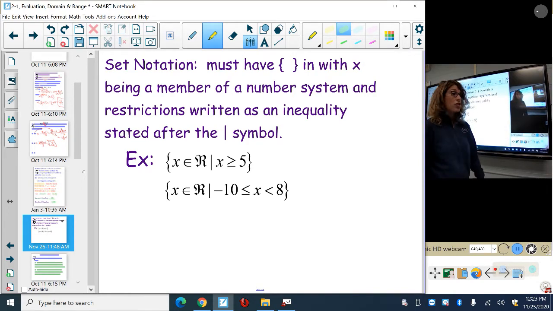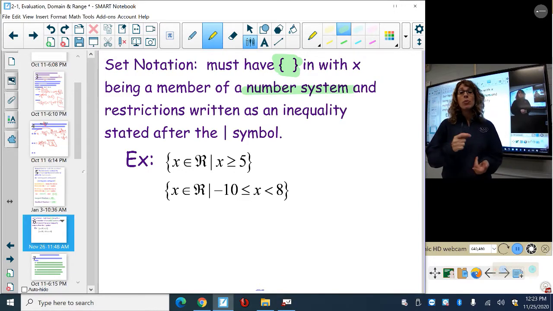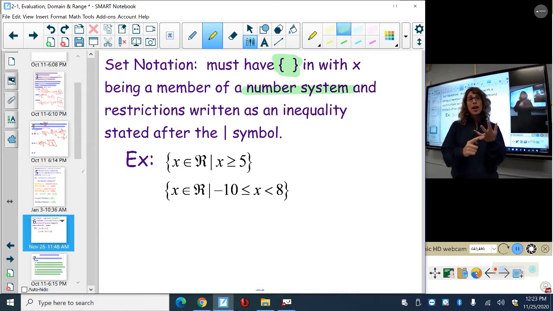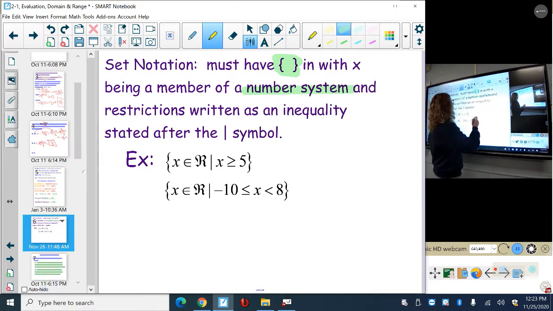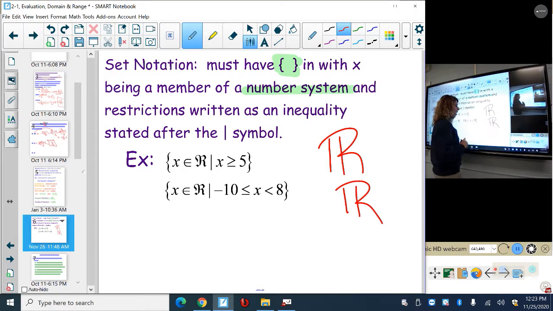Set notation, you must have braces. And you have to tell me what number family you are talking about. The number families could be the real numbers, the integers, the rationals, or the irrationals. For this purpose, we are always in the real number family. And the real number family is written with 2 lines down and make an R out of it.